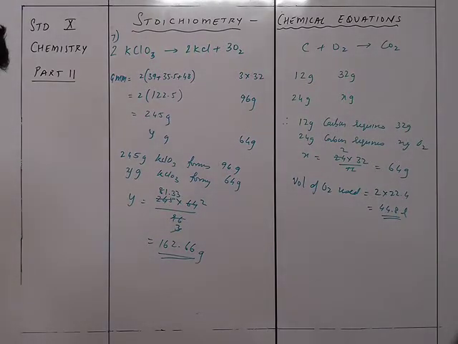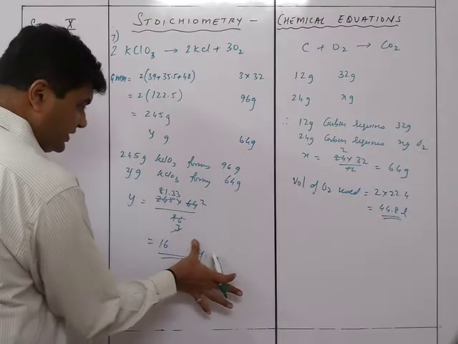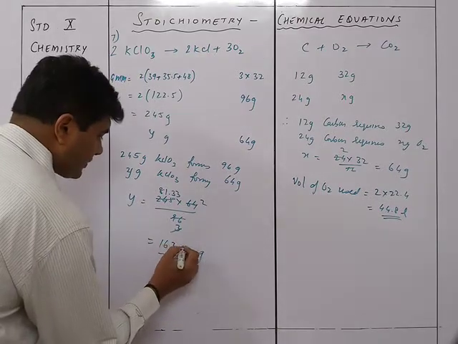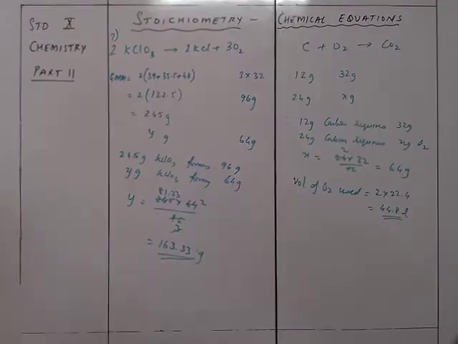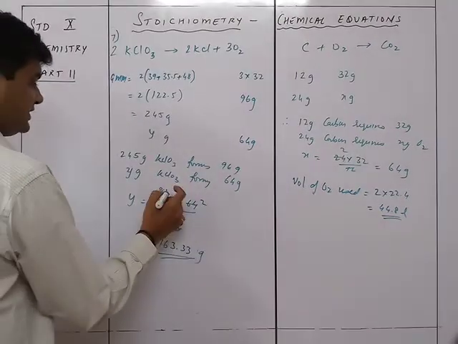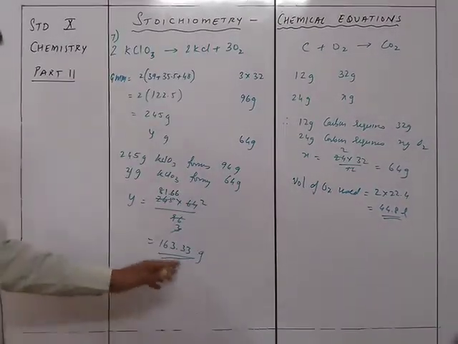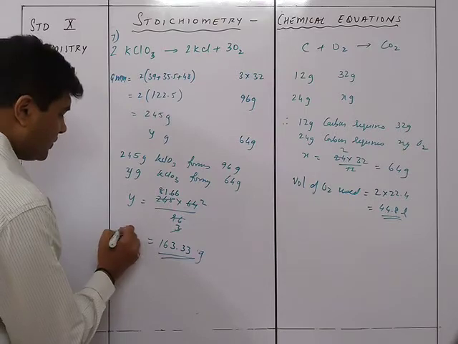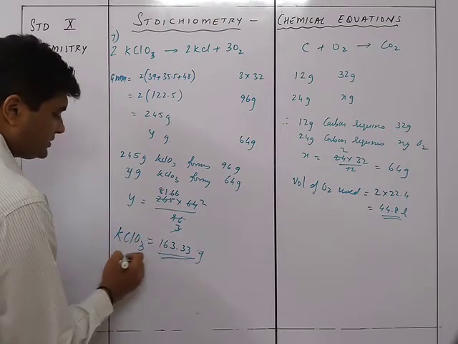कैसे आया 80? Let me check. 245 into 64 divided by 96 is 163.333. Sorry, so that's a mistake. I just checked this thing. 245 divided by 3 is 81.66. Okay, sorry, this is 66. So it is 163.33. That is the amount of KClO3 which is required.